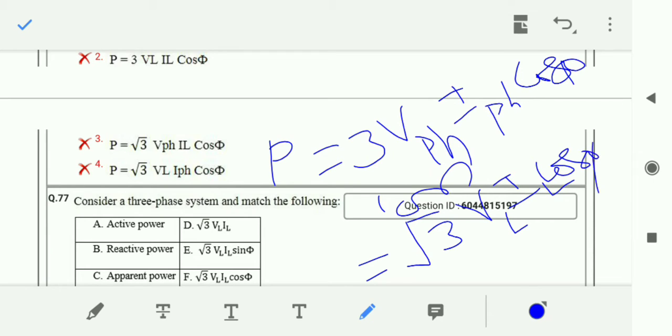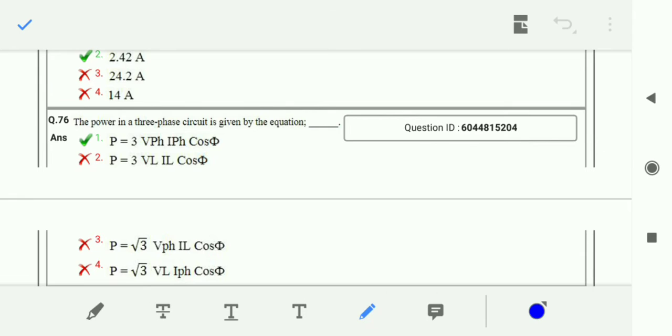So if we take phase values, that is 3 times phase voltage into current into power factor. If we take line values, that is root 3 times VL IL cos phi, line voltage into line current. So the answer is 3 V phase I phase cos phi. See, in the options there is no root 3 VL IL cos phi. So the answer to the 76th question is the first option. Coming to the next question.